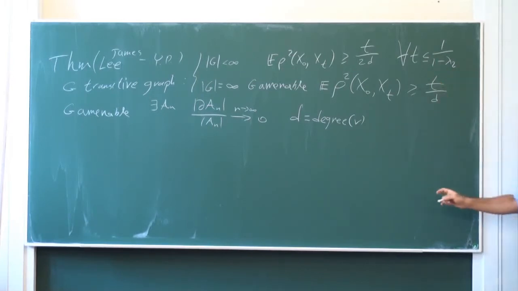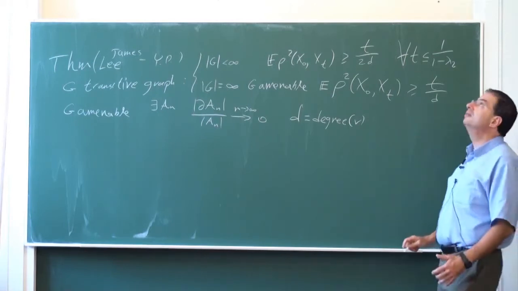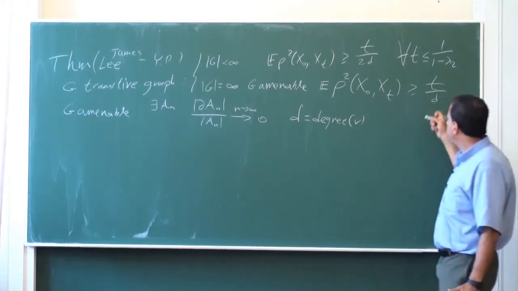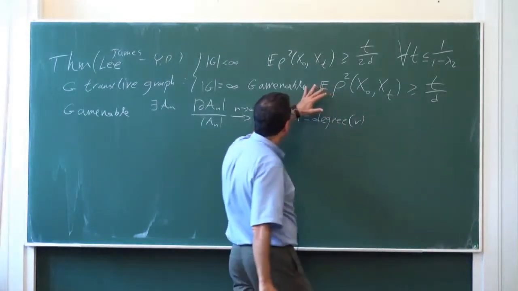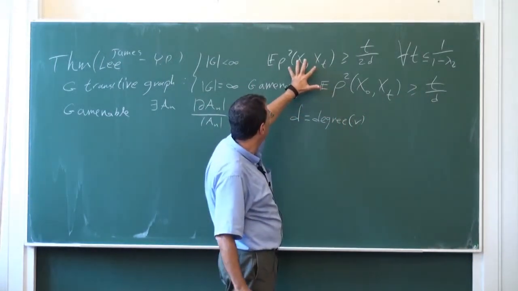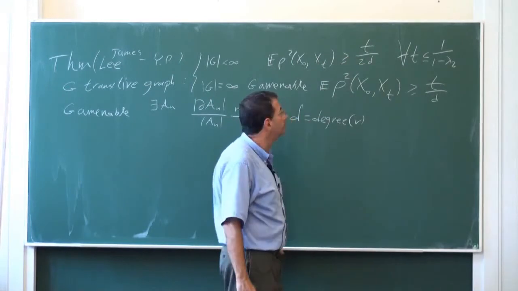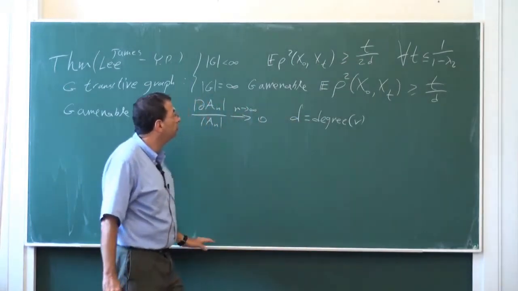Okay, is this hard to see? There's some problem with the light, maybe. So for all times which are less than the relaxation time, the distance squared is bigger than t over 2d.